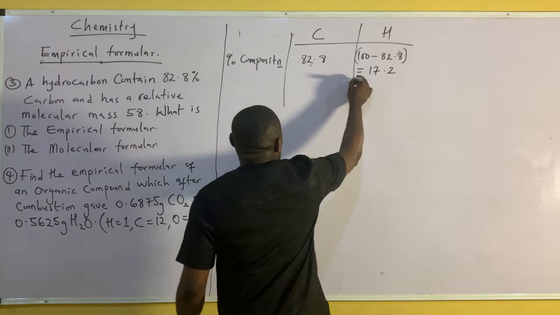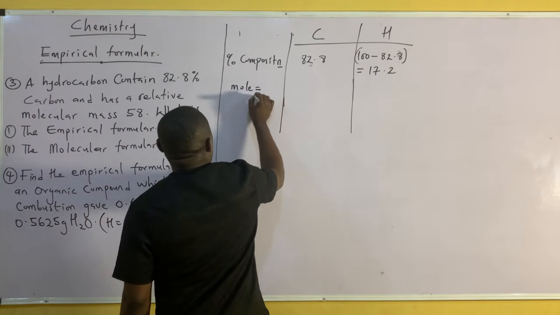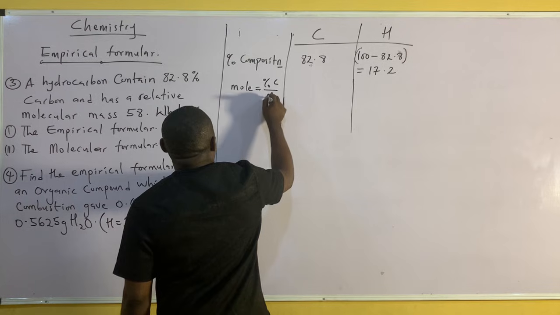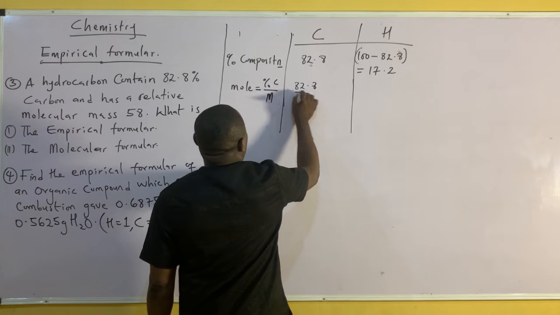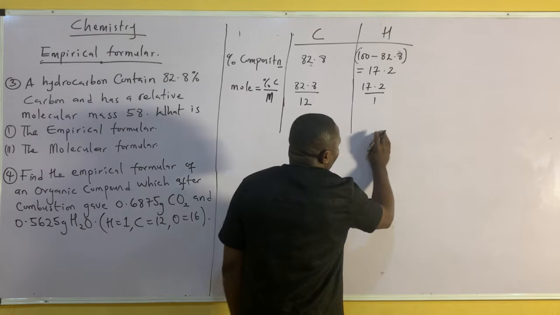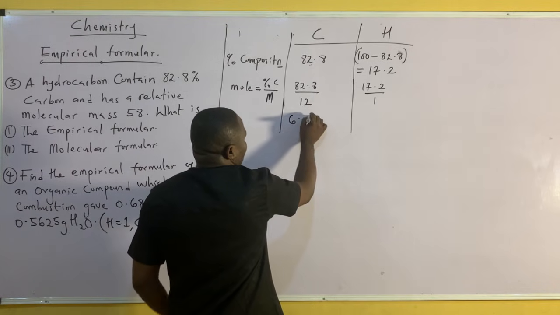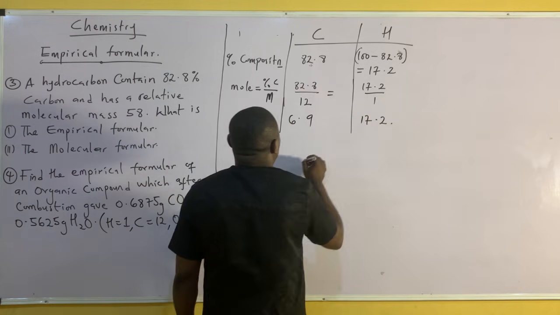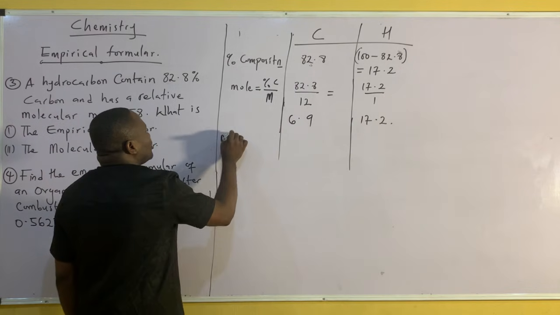Now, the next thing we said we'll look out for is the mole. What is the mole? Mole is percentage composition over molar mass. That's what we are using. So this becomes 82.8 over 12, while this becomes 17.2 over 1. Now, if you check this, you'll have 6.9, then this will be equal to 17.2.